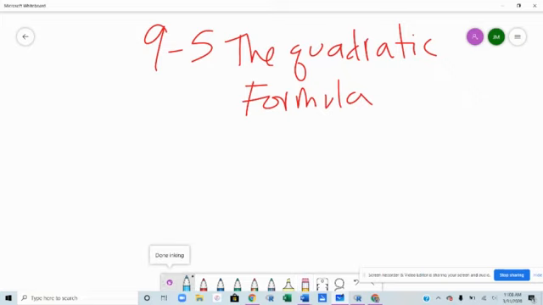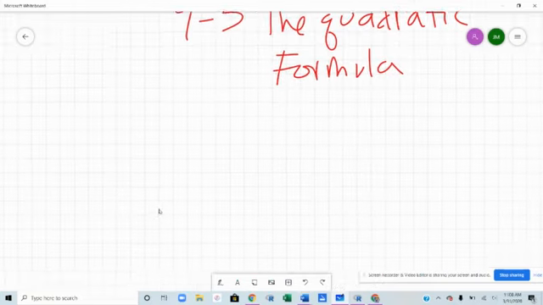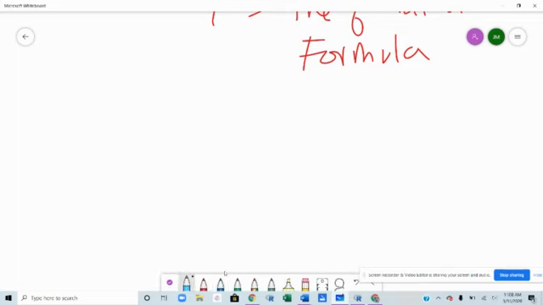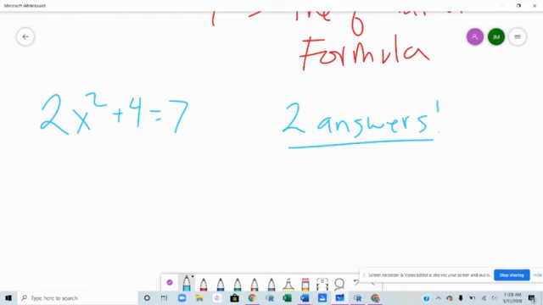So the quadratic formula is going to continue allowing you to solve quadratic equations. You've learned two methods so far. In 9.2, you solved using just inverses. So if you had something like 2x squared plus 4 equals 7, you could subtract your 4, then divide by 2, and then the opposite of squaring is square rooting, so you could square root both sides. You should remember that you should get 2 answers, because when you square root, you get one positive and one negative.